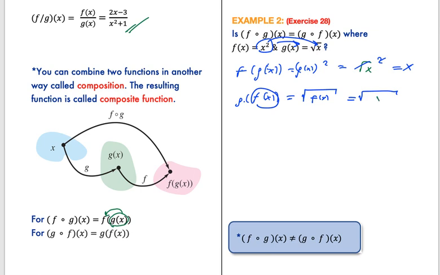X squared. Can I do the same? Can I cancel 2 and the radical? No, I can't, because the square is inside here, unlike the previous one. It is the inside, so I cannot cancel them.